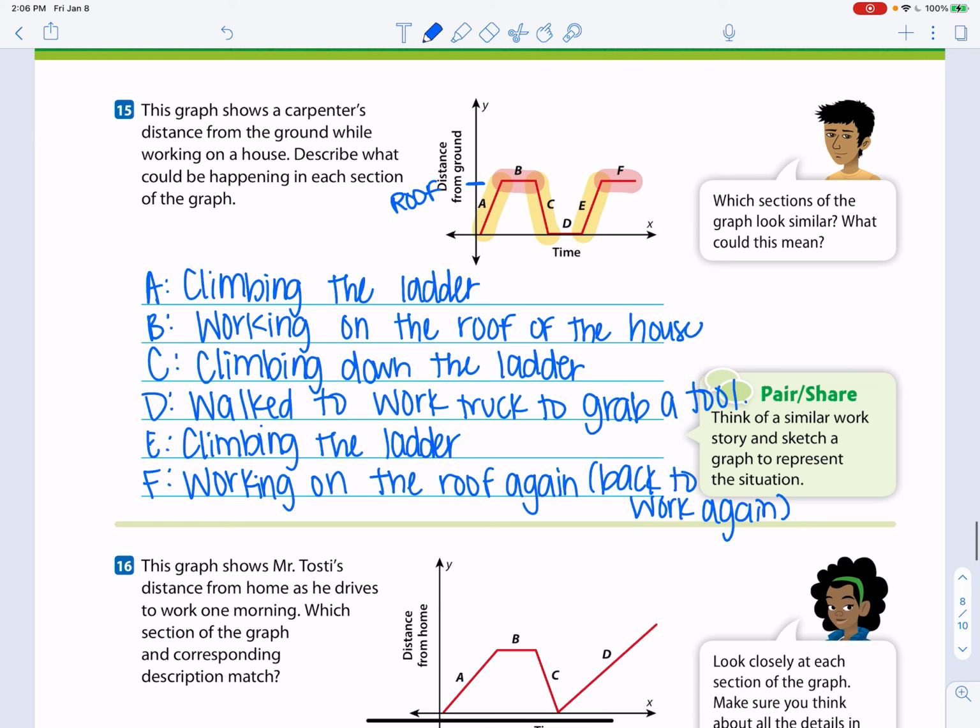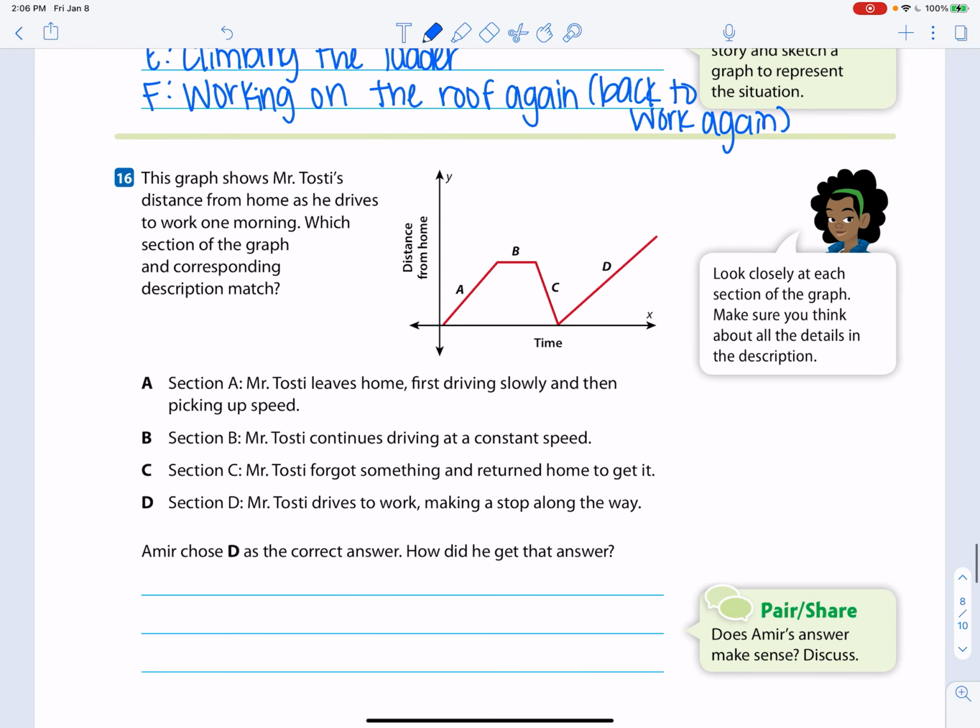All right, so moving on to number 16. This graph shows Mr. Tosti's distance from home as he drives to work one morning. Which section of the graph and corresponding description match? All right, so let's look at these different sections. So we can see in section A that he's covering a lot of distance in a relatively short amount of time.